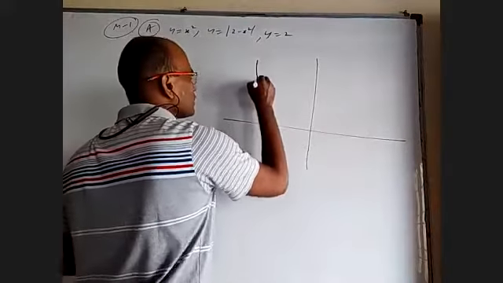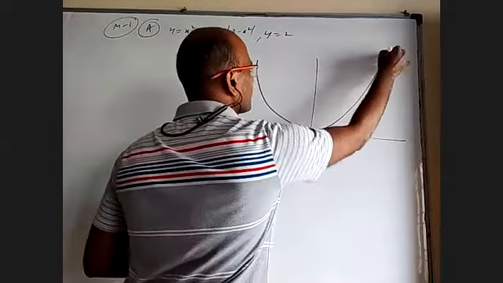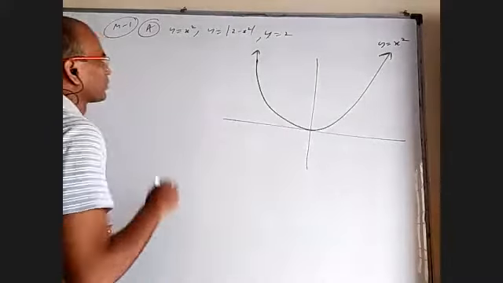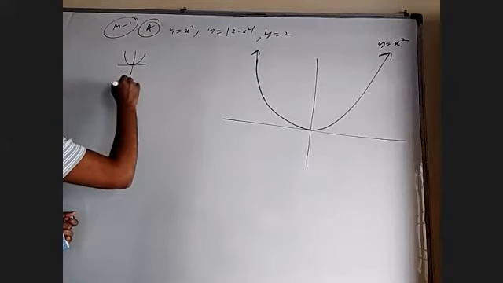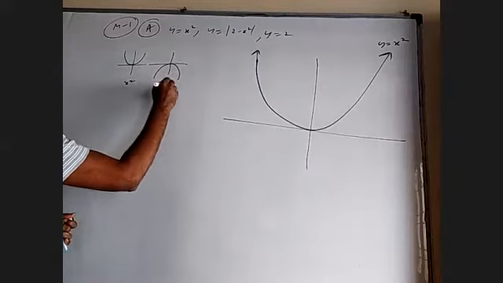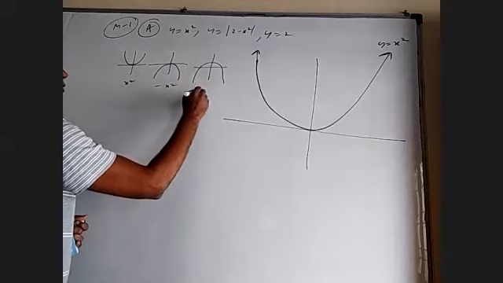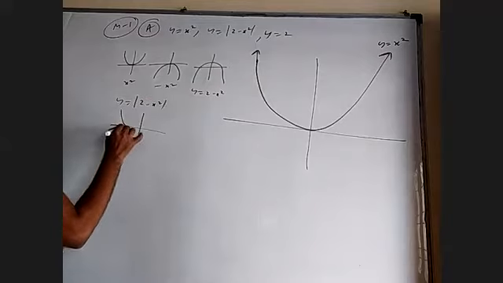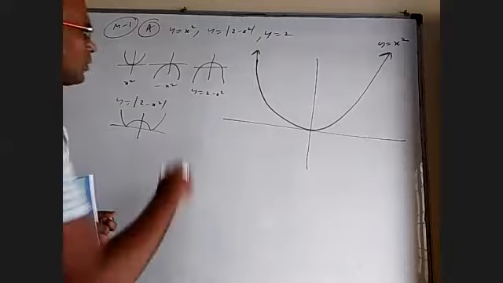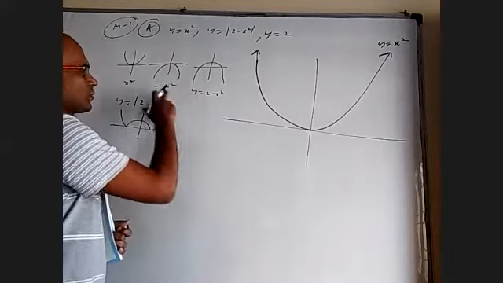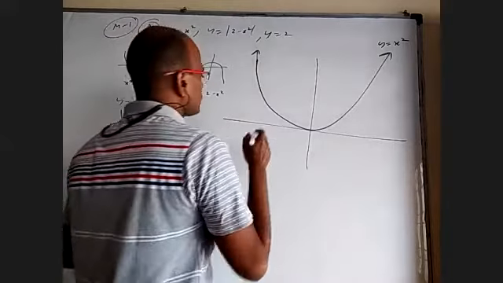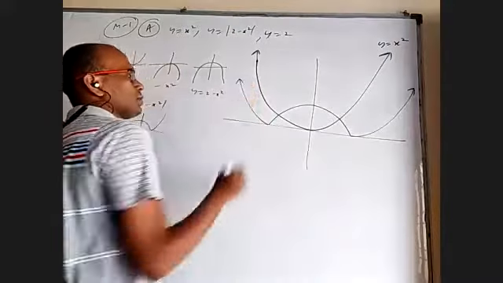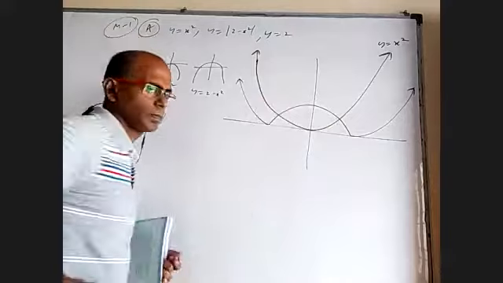So y equal to x square graph is like this. Mod 2 minus x square: we know x square is like this, minus x square is like this, 2 minus x square is like this, and mod 2 minus x square will be like this. When I apply mod, the negative parts will go, and the part from here to here is moved upward. So one is this graph, another one is this.